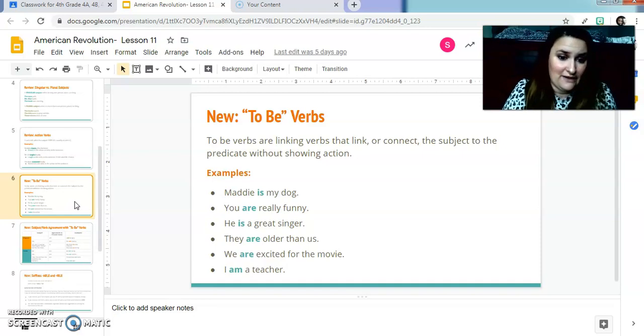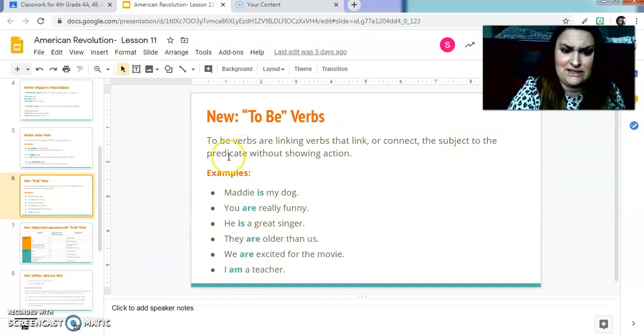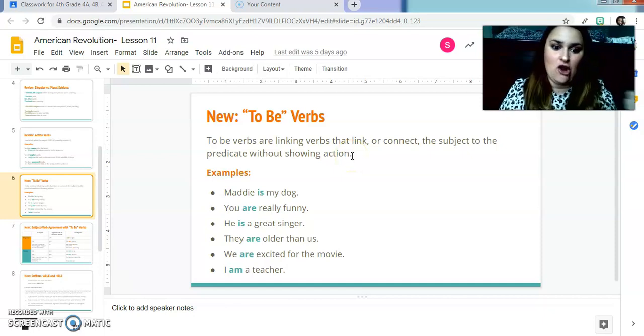So a lot of times we're talking about a subject in a sentence, and we want to say something about its being, like something is something, and obviously we don't know how to is, right? Is is not something you can do. Like, they are, you can't are, right? So a to be verb is just that. It's a linking verb that links or connects the subject to the predicate without showing any action. So it's not an actual physical action or something that somebody can do, it's just something that they are.